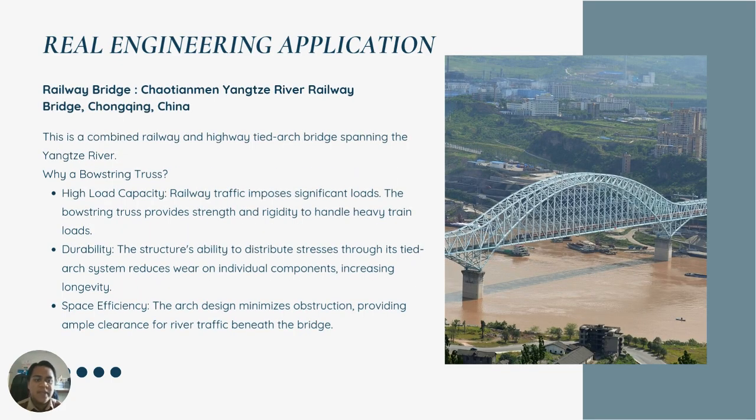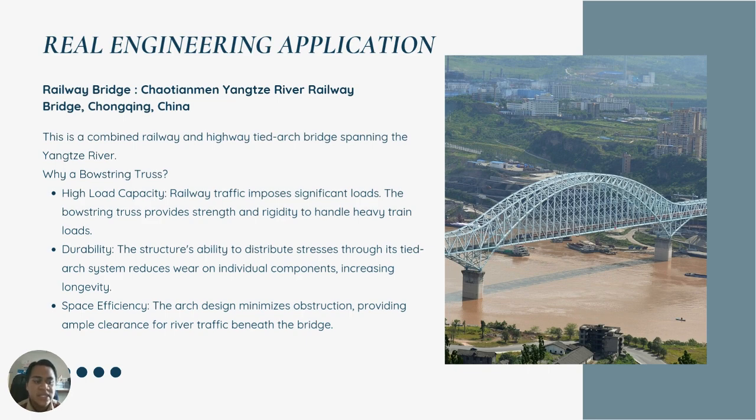Second, application of bowstring structure in railway bridge. I chose Chaotianmen Yangtze River Railway Bridge from Chongqing, China. Why does this bridge use bowstring truss? First reason is high load capacity. Railway traffic imposes significant load. The bowstring truss provides strength and rigidity to handle heavy train loads. Second, durability. The structure's ability to distribute stresses through its truss system reduces wear on individual components, increasing longevity.